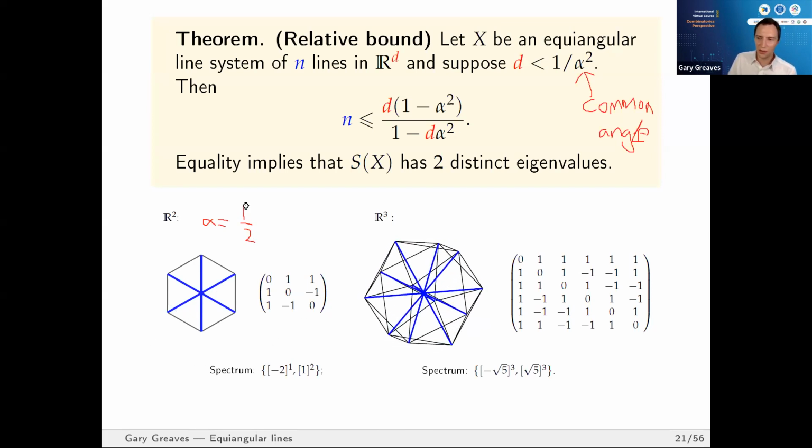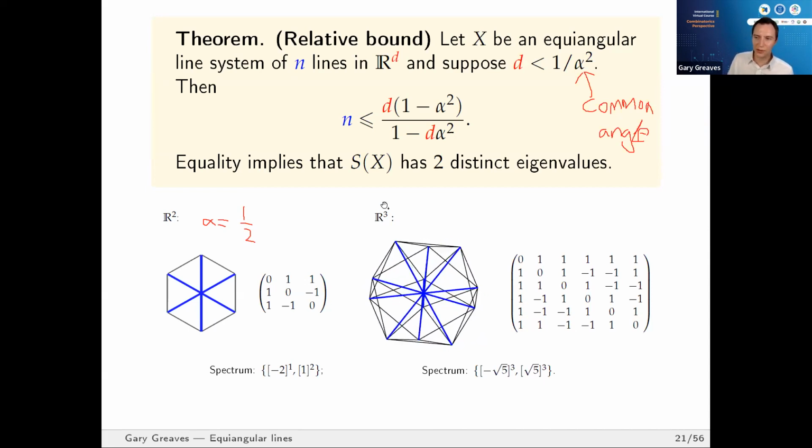And so you can plug all these numbers in. So we have n is 3, d is 2, alpha is a half. And so this should give you 3. So this configuration gives you equality in the relative bound. And the conclusion says that the eigenvalues of this matrix should consist of just 2 distinct values, in this case, -2 and 1.